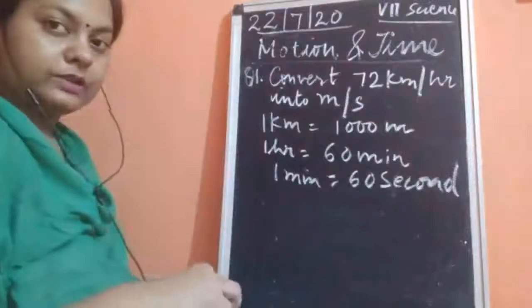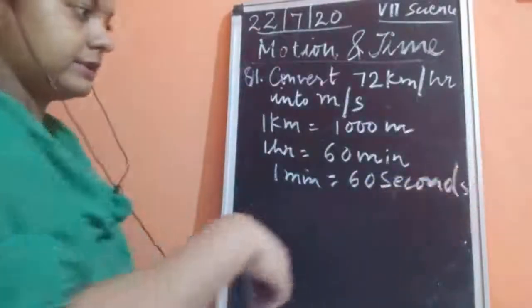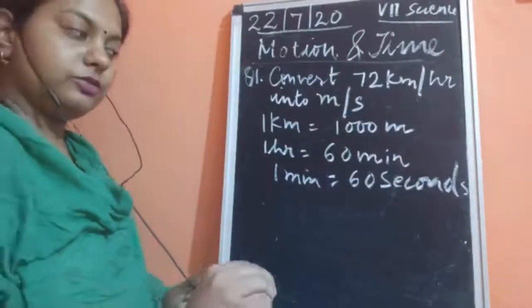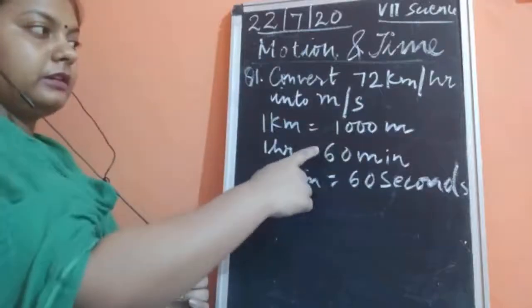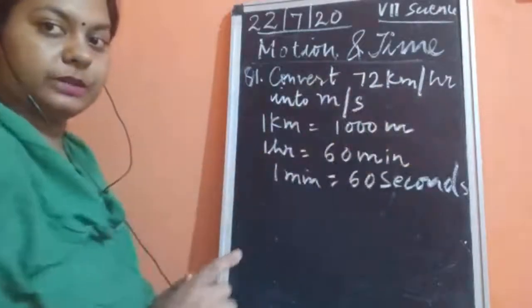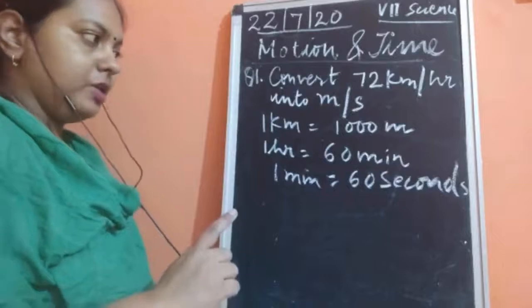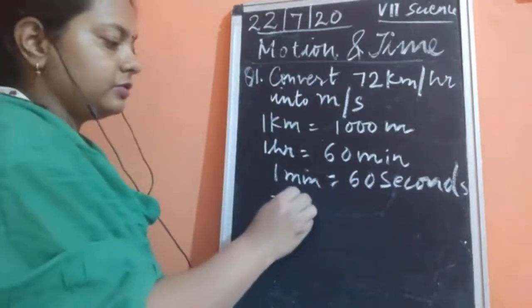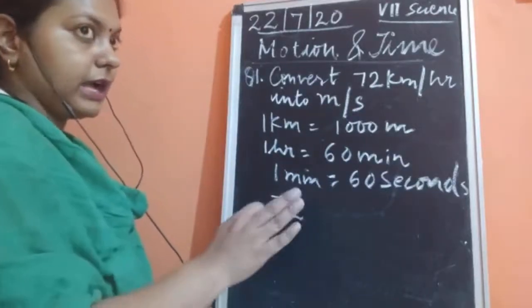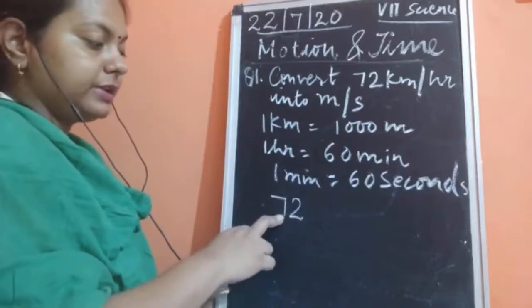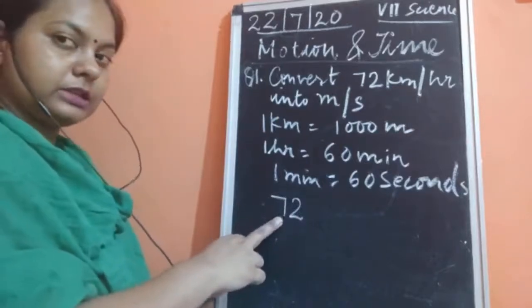Okay, so it has 60 seconds. Now we will find out how to convert this 72 kilometer per hour into meter per second in a very easy way. Simply write down 72 kilometer per hour. We need to calculate this. For example, this 72 kilometer will have how many meters?